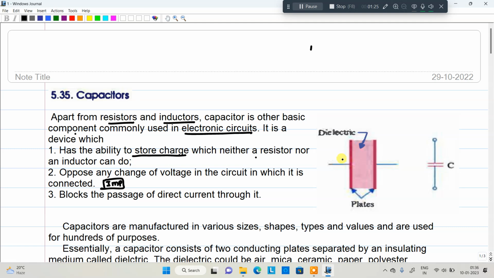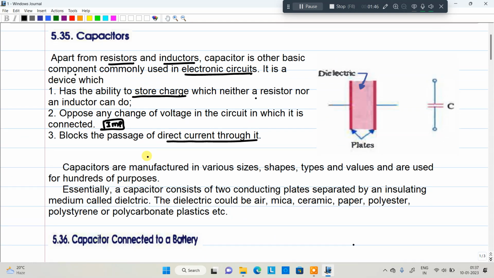Okay, I will give the 3 points here. Resistor opposes the flow of current, and inductor opposes a sudden change in current. Capacitor opposes the change of voltage. Now, it also blocks the direct current flowing through it. These 3 points are important, you should remember.